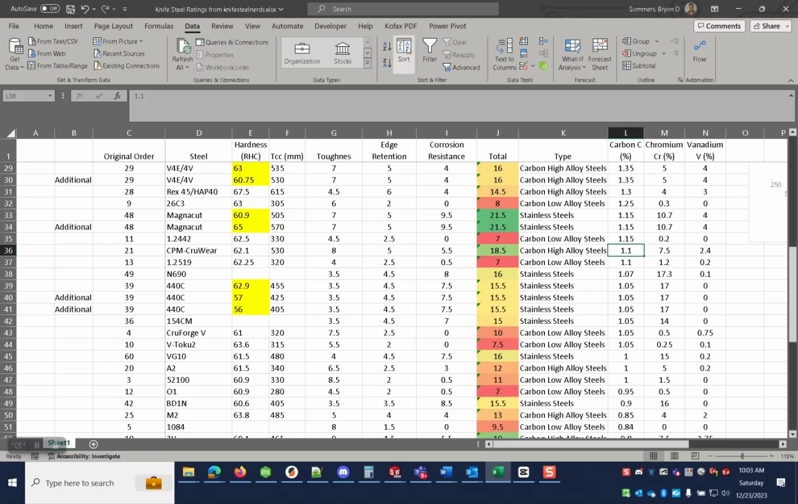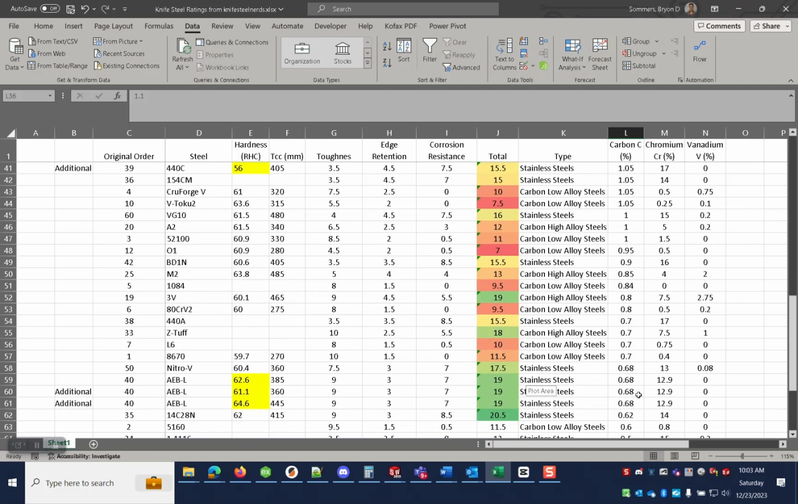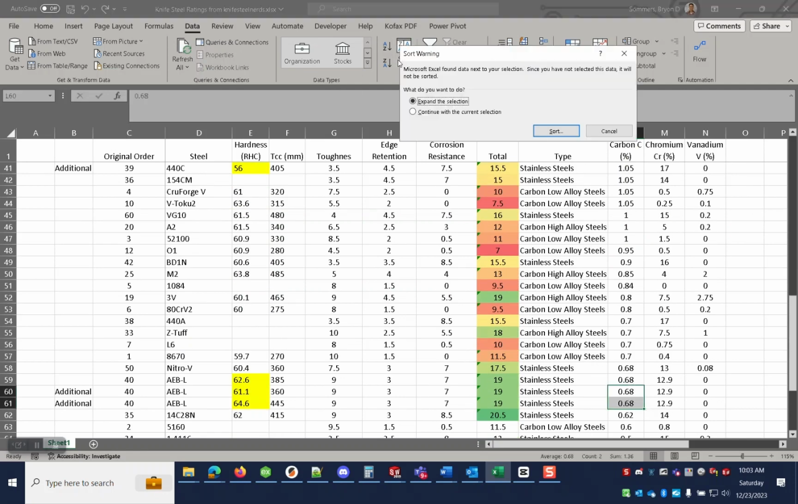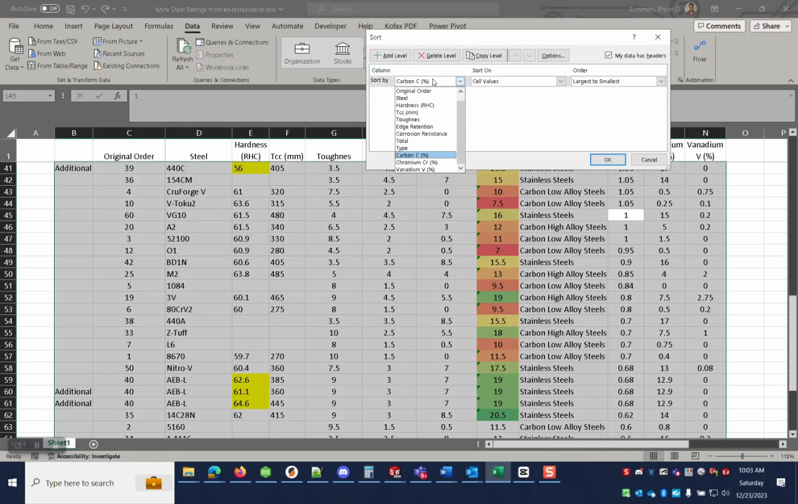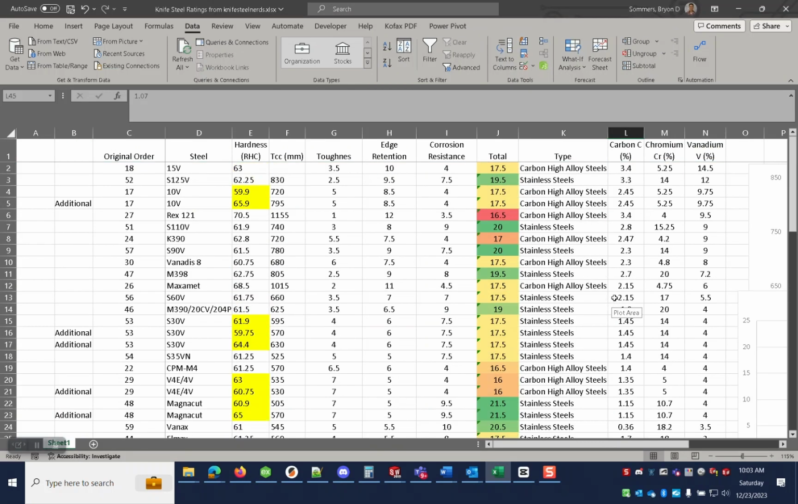What about vanadium? If we sort by vanadium, so highest vanadium: 15V, 125V, Rex 121, S110V, K390, S90V.